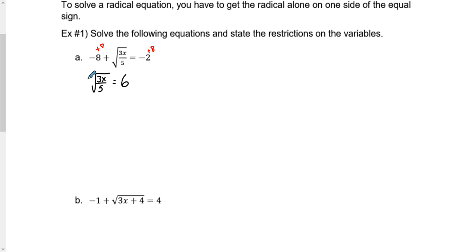In order to get rid of our square root, we'd be squaring. So 3x over 5 would equal 36. And now all that we're really doing is finishing off our question. Multiply both sides by 5.